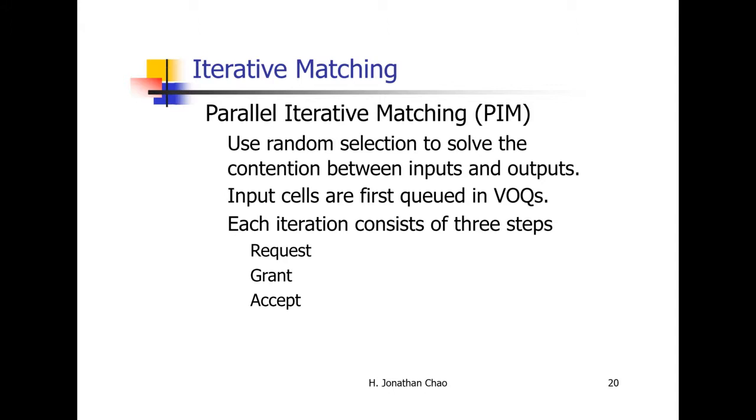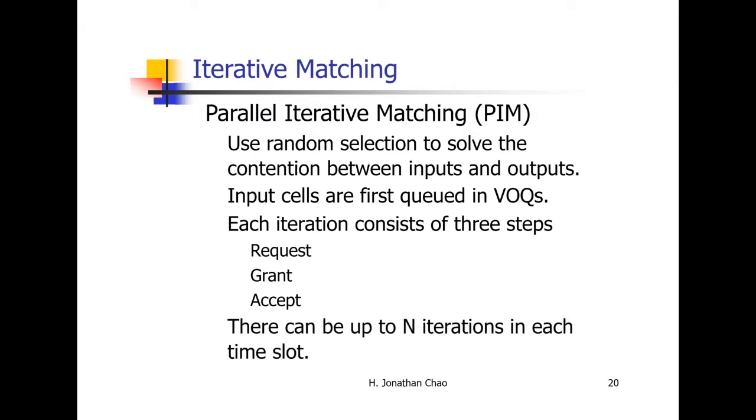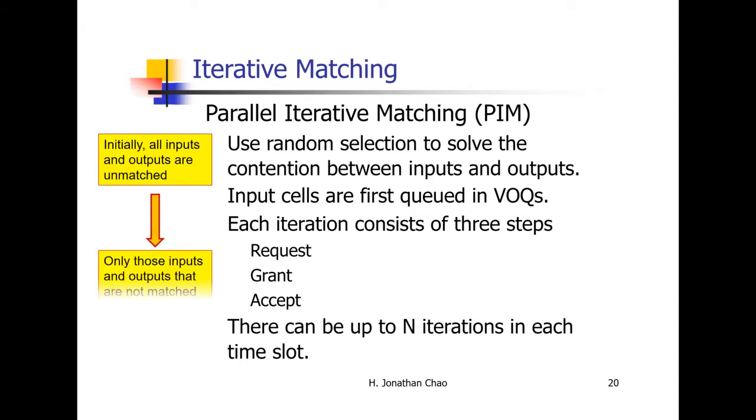In this set of algorithms, each iteration has been split into 3 phases or 3 steps. The first step is called request, the second is called grant, and the third is called accept. And we can have up to n iterations in each time slot. So it means that we will have 3 by n steps in total, in the worst case. So initially, let's assume that all the inputs and outputs are unmatched.